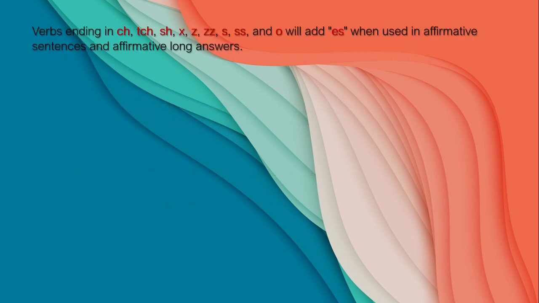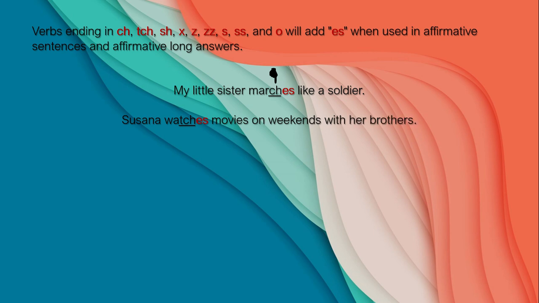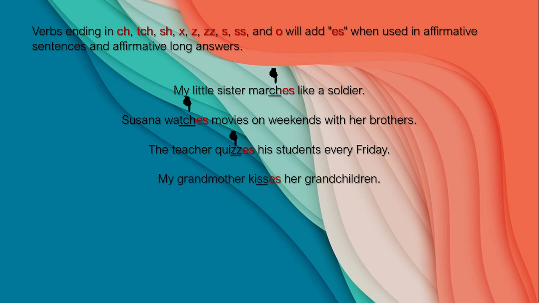Verbs ending in tch, ch, sh, x, z, double z, s, double s, and o will add es when using affirmative sentences and affirmative long answers. My little sister marches like a soldier. Susanna watches movies on weekends with her brothers. The teacher quizzes his students every Friday. My grandmother kisses her grandchildren. Robert goes to the park every day.